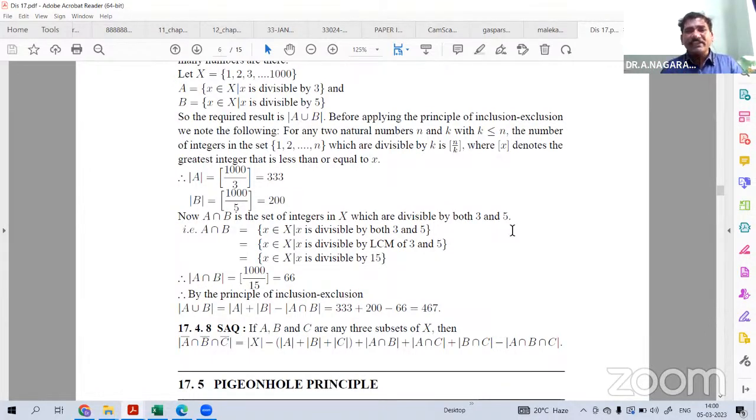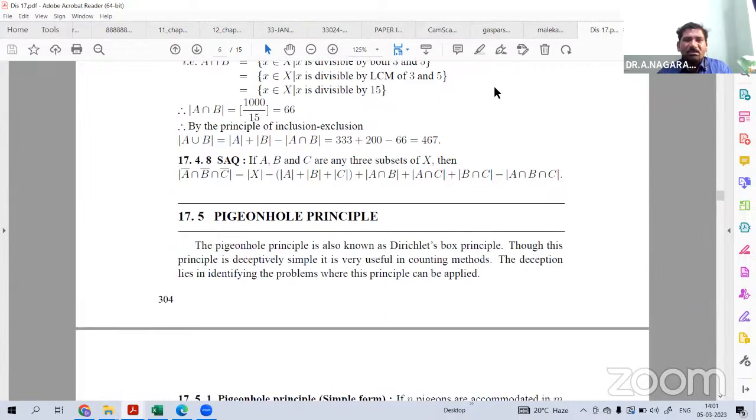Now the common intersection, divisible by both 3 as well as 5, will be the LCM, which is 15. So 1000 divided by 15 gives 66 elements in the intersection part. By the mathematical principle of inclusion and exclusion, I can apply it directly. The count of A union B equals count of A plus count of B minus count of A intersection B. So count of A is 333 plus count of B is 200 minus 66, which equals 467. Here, this is an example.